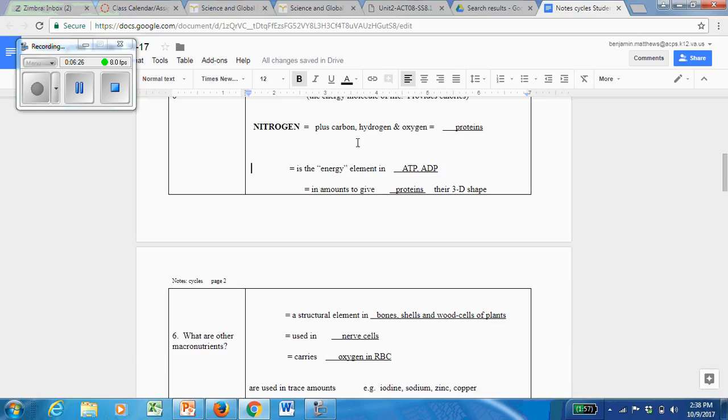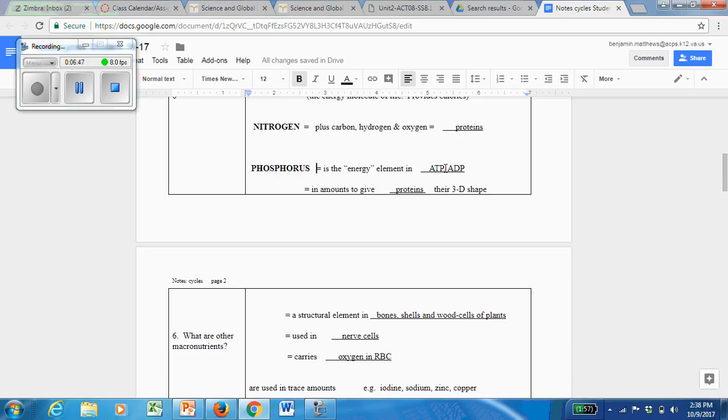And then we go to phosphorus. So phosphorus we do find in DNA, but more importantly, phosphorus is the energy element. We talk about ATP. That's phosphorus. All right, adenosine triphosphate.